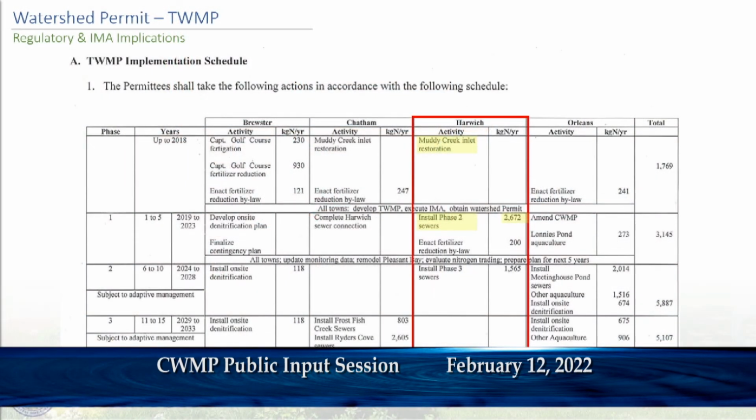Back up a slide. This is our watershed permit with the Pleasant Bay Alliance. One of our permit conditions has us adopting a fertilizer bylaw. Now that we know from our legal counsel that we can no longer do that, I have reached out to DEP to see what we can do to satisfy our permit and retain those credits.